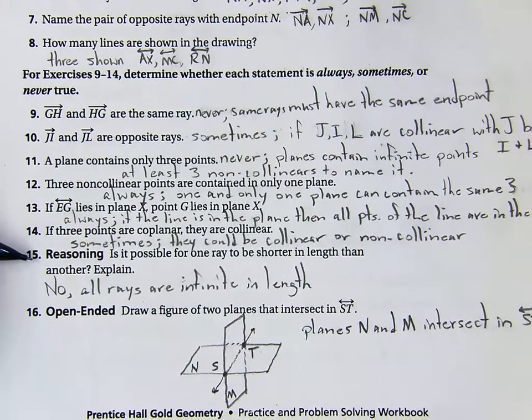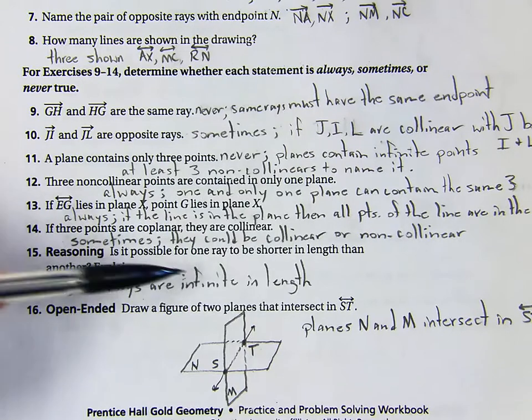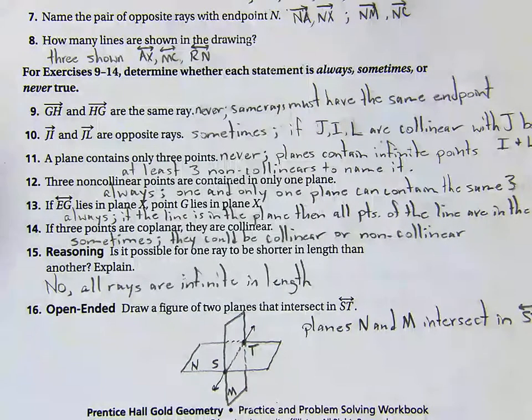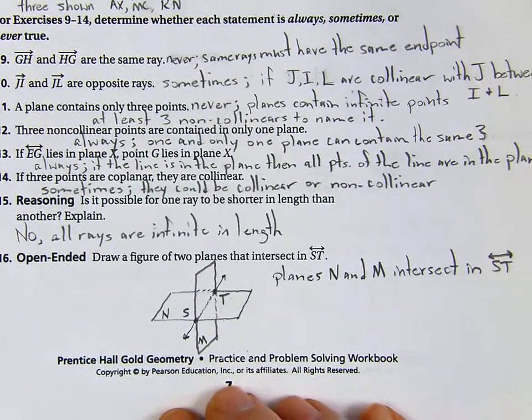Number 15 says, is it possible for one ray to be shorter in length than another? No, rays don't have length. All rays are infinite in length. They have a beginning and then they keep going. They keep going, they don't stop. So no, all rays have an infinite length, so there would not be one longer than the other.